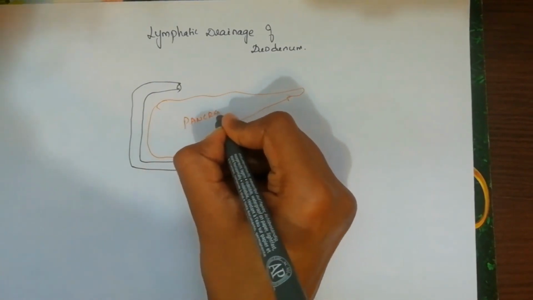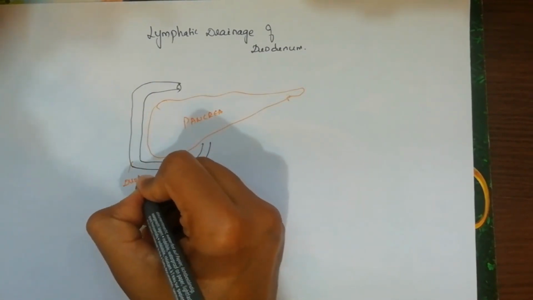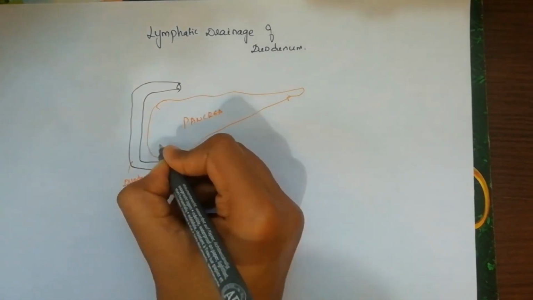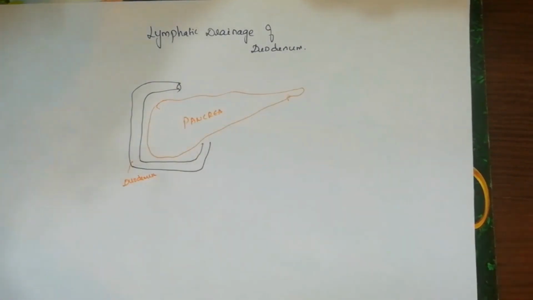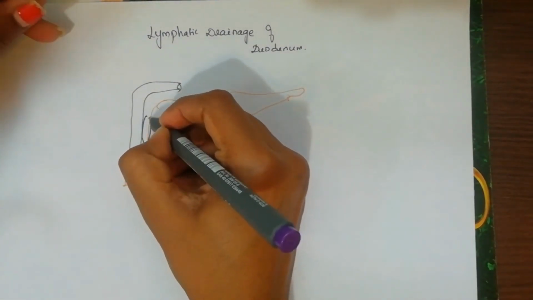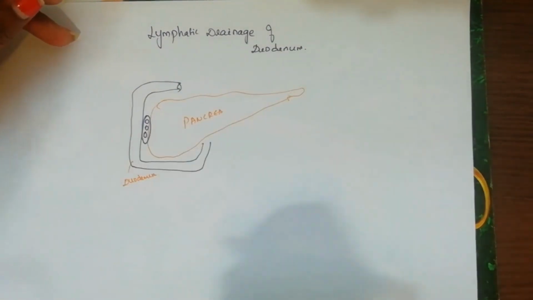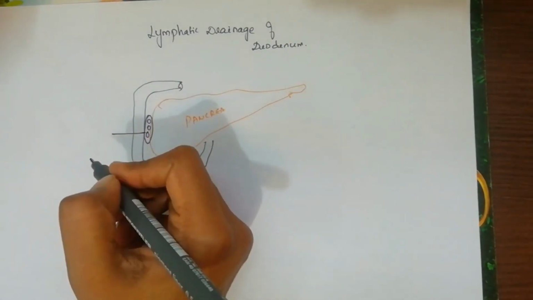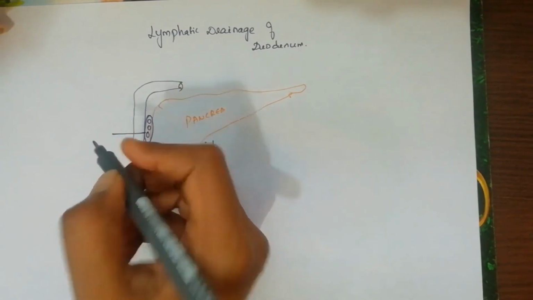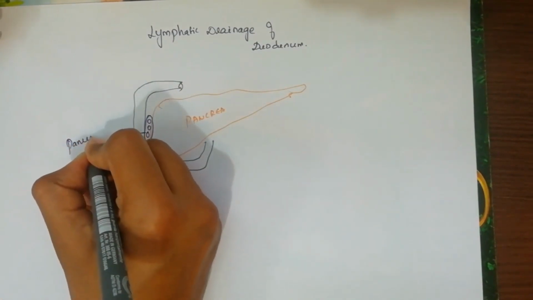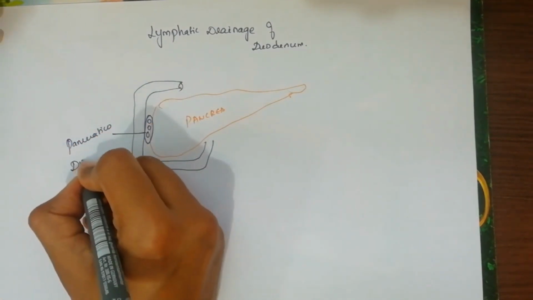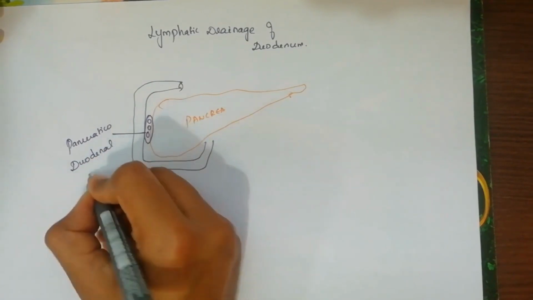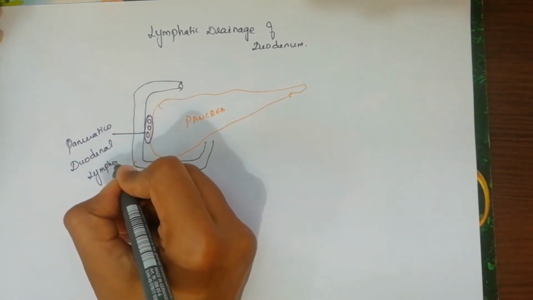So this is pancreas, as you know. This is duodenum. Between the pancreas and duodenum, we will have lymph nodes arranged between the groove of pancreas and duodenum. So we are calling these lymph nodes pancreatico-duodenal lymph nodes.